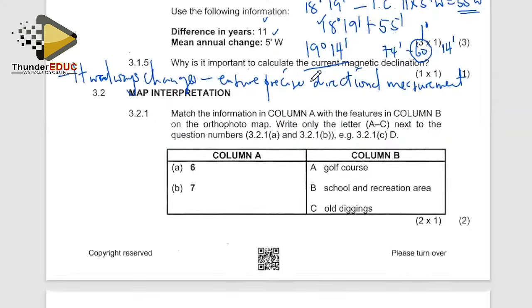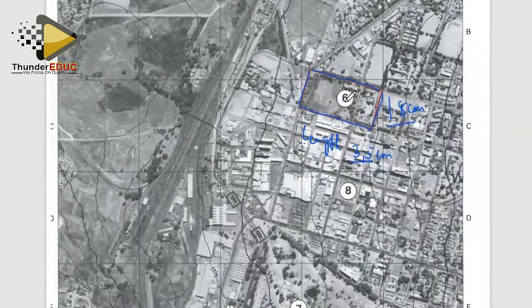Right, we move on to question number 3.2.1. It says item number A, match column A with figures column B. We have a golf course, a school and recreation, and then old diggings. What area is matched with area 6? If we go to our orthophoto map, where is our area 6? Our area 6 is within this area here, where we have that particular feature, which is inside here.